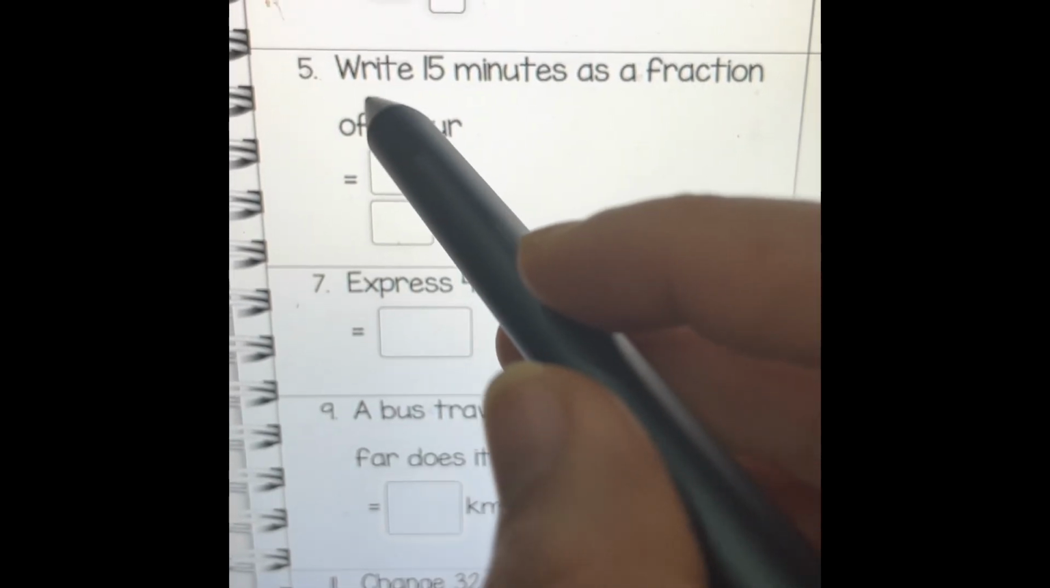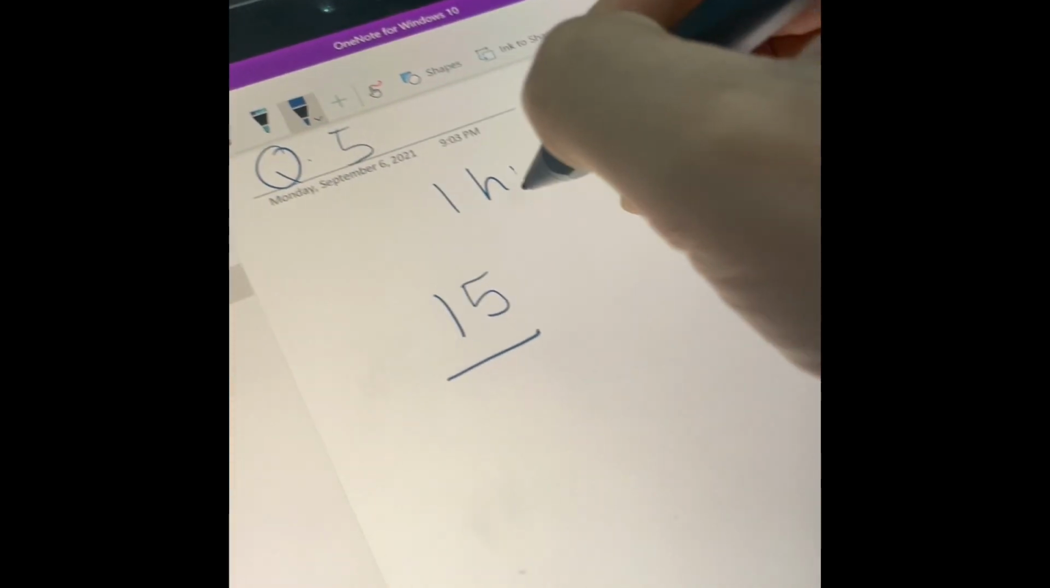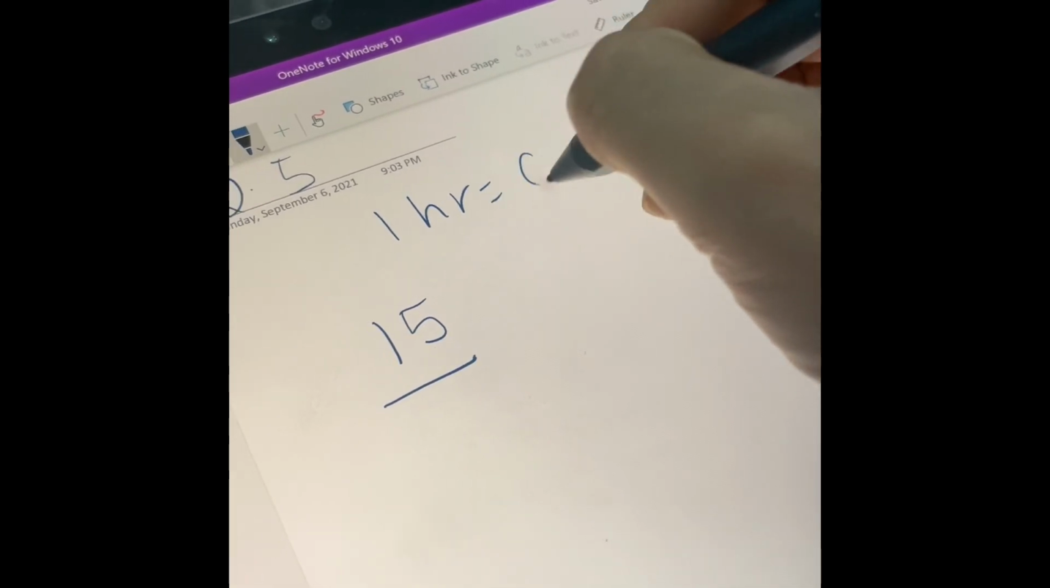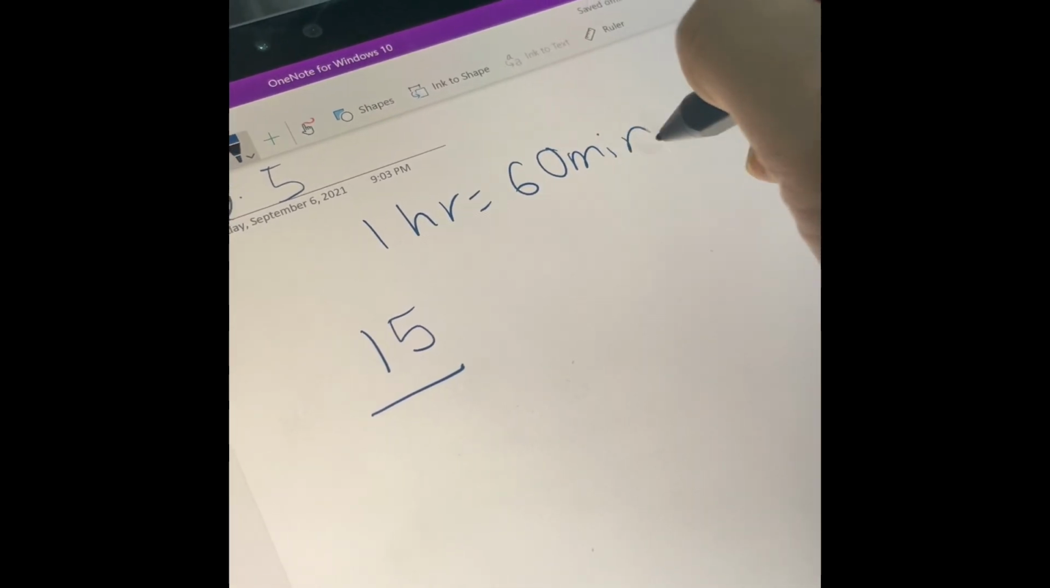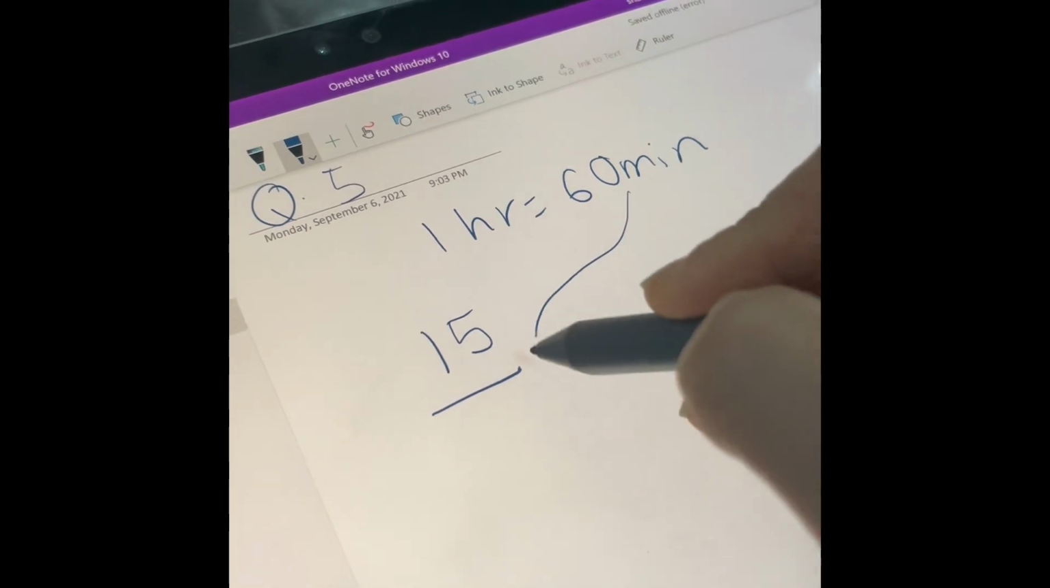Mana boleh kita simpan jadikannya fraction tu. Mesti kita tukar dulu hour ni. So, 1 hour is 60 minutes. Now, you can put it over there.